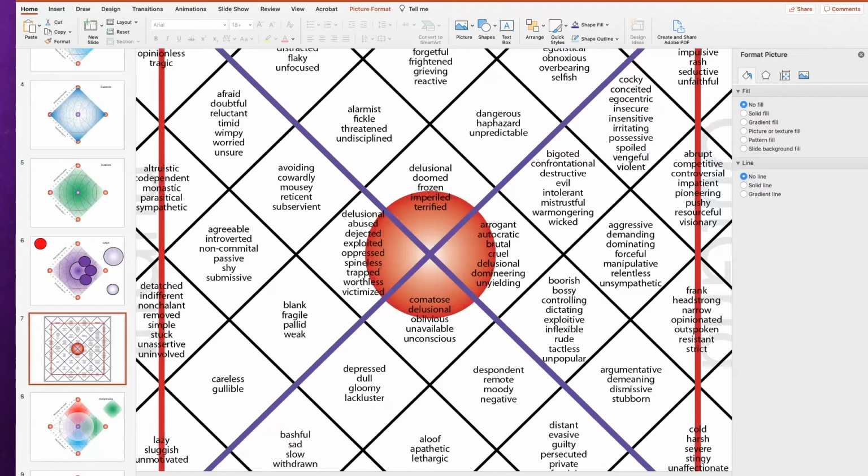Isn't it interesting when you take a look at the dark side of the change grid and see if this is describing the way we are watching people interact with one another right now, the way people are behaving.